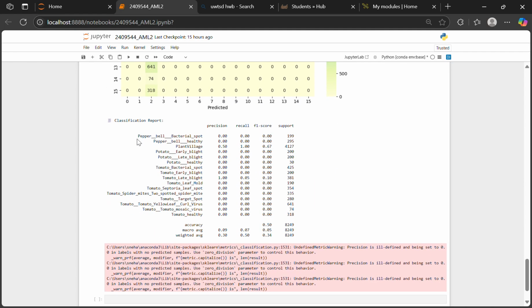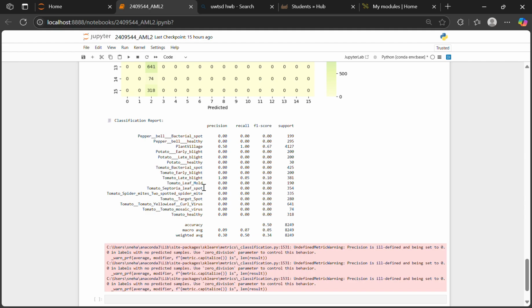This is the report. We can see that Pepper bell bacterial spot has precision 0, recall 0, F1 score 0, and support is 1999. Pepper bell healthy has precision, recall, and F1 score 0, and support is 295. PlantVillage has precision 0.50, recall 1, and F1 score 0.67, and support is 4127.